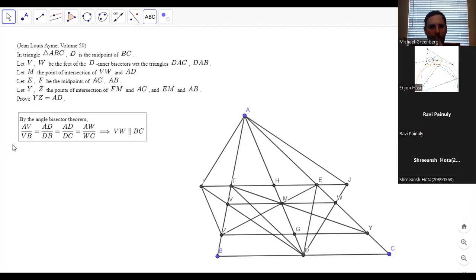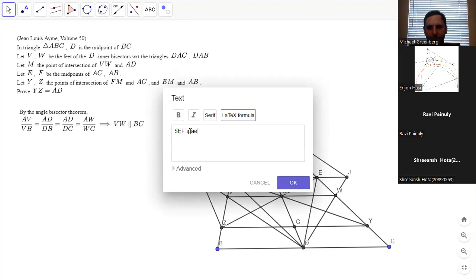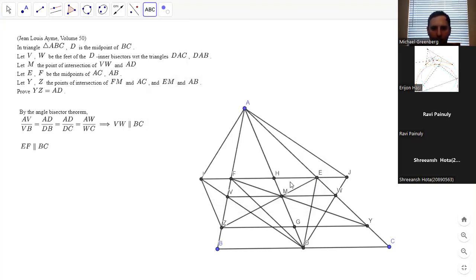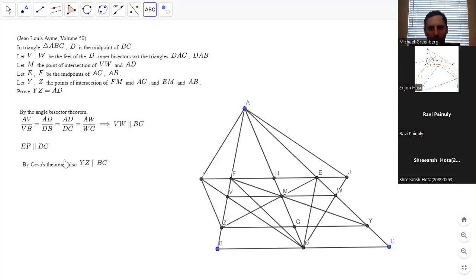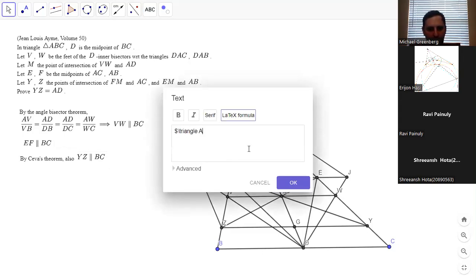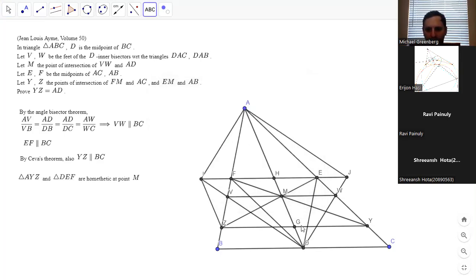So C, and then by Ceva's theorem, also YZ is parallel to BC. Okay. And then, so AYZ and DEF are homothetic at point M. So that means that DM over MH is AM over MG.